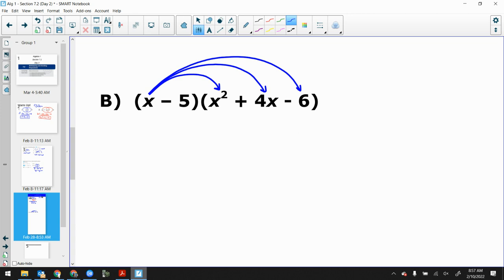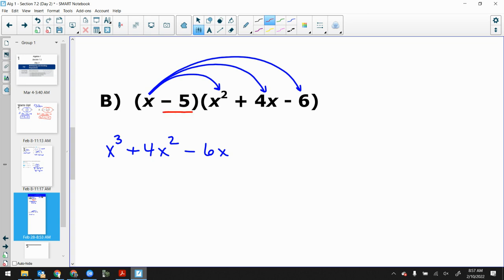X times x squared. What's that? X to the third. Start far to the left, because there's going to be like 6 or 7 terms. X times 4x. 4x squared. X times negative 6. Negative 6x. So that's just the x distributed in.